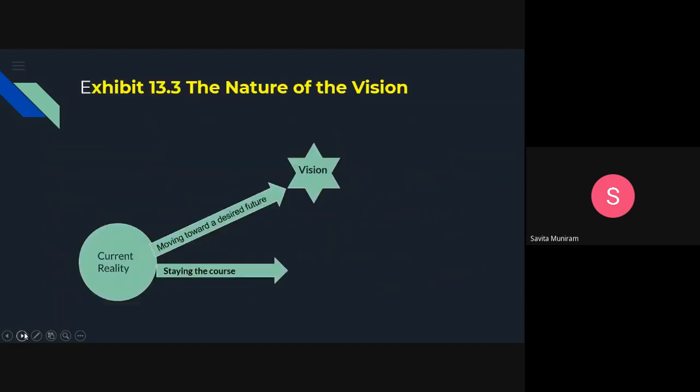Okay, and this is basically the diagram for it, where we are currently and where we are moving towards.